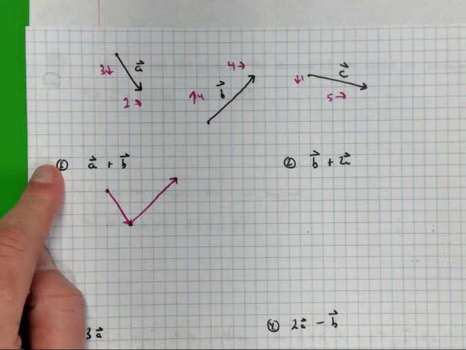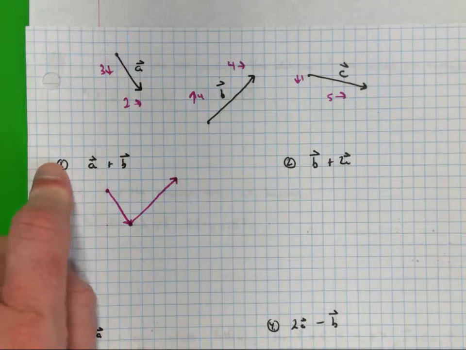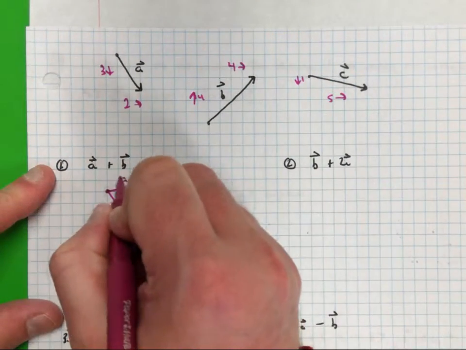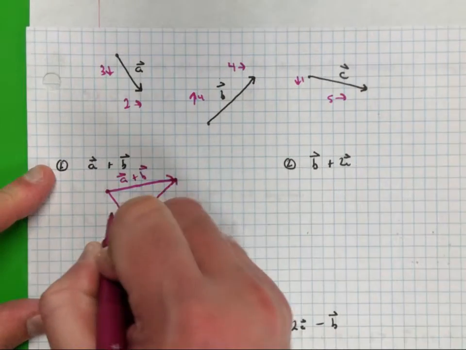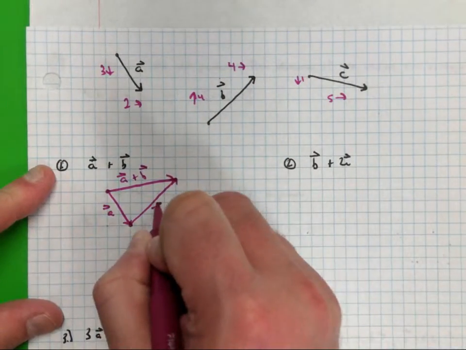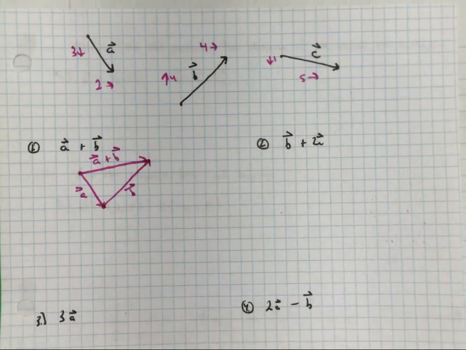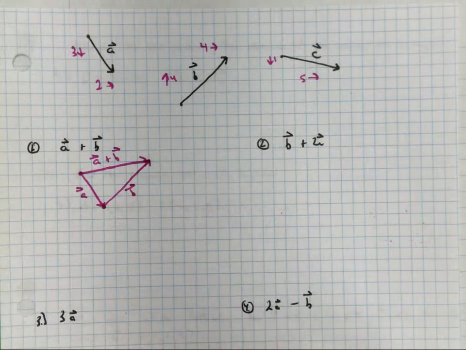Now, how do I draw my resultant? From the tail of the first to the head of the second one. And label. That's the resultant. That represents the sum. Now, if it's negative, you go opposite. Do we all good on that?